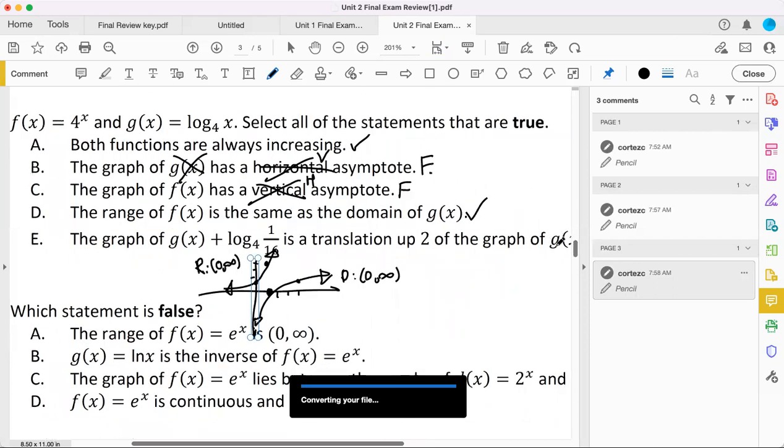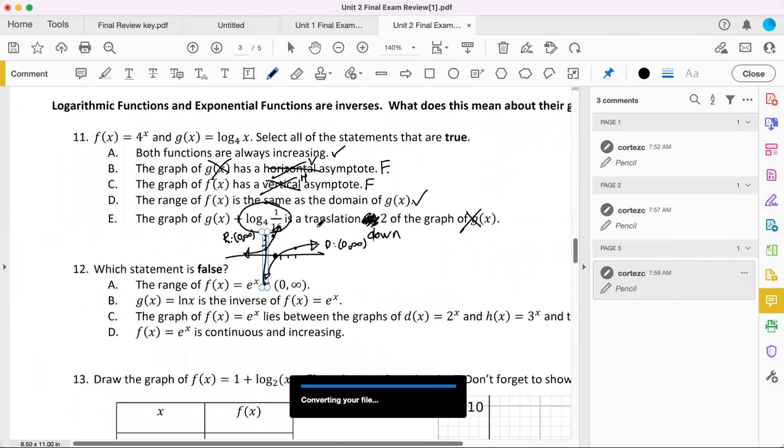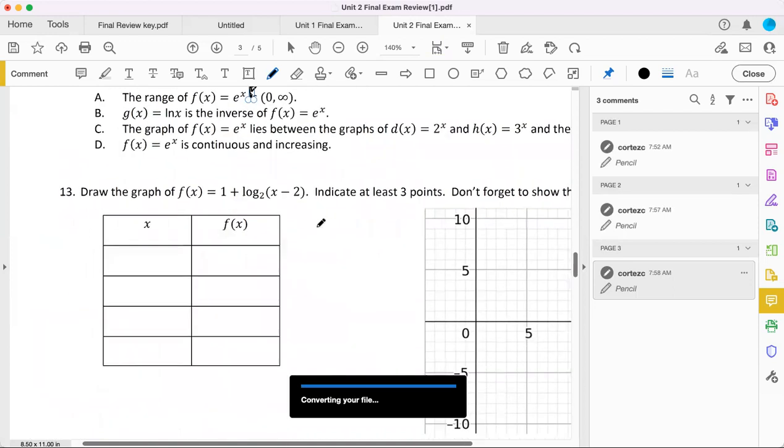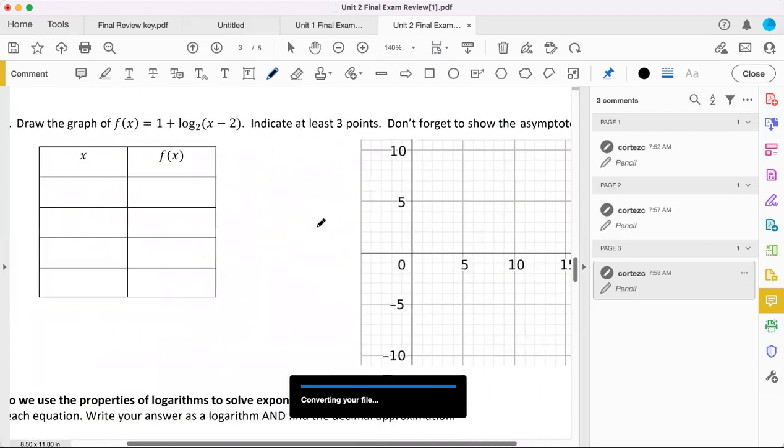E, I'll tell you right now, it's false, because they try to throw in this log base 4 of 1/16, claiming that that sends it up 2 units. But in reality, that would send it down 2 units. If you're not convinced, try graphing it. Let's pop to this. Yeah, why not? Let's graph this out. This is log base 2, but you're shifting to the right 2 units and you're going up 1 unit.